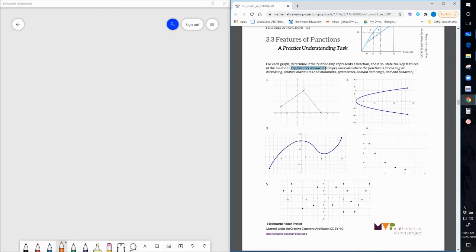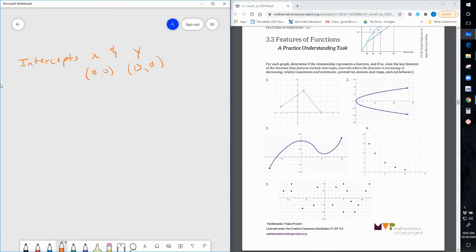Okay, so here's all the key features right here. Let's go over them. So intercepts, that's x and y intercepts. Okay, x-intercepts are going to be some number, comma 0, and the y-intercepts are going to be 0, comma some number. So that's how those should be written.